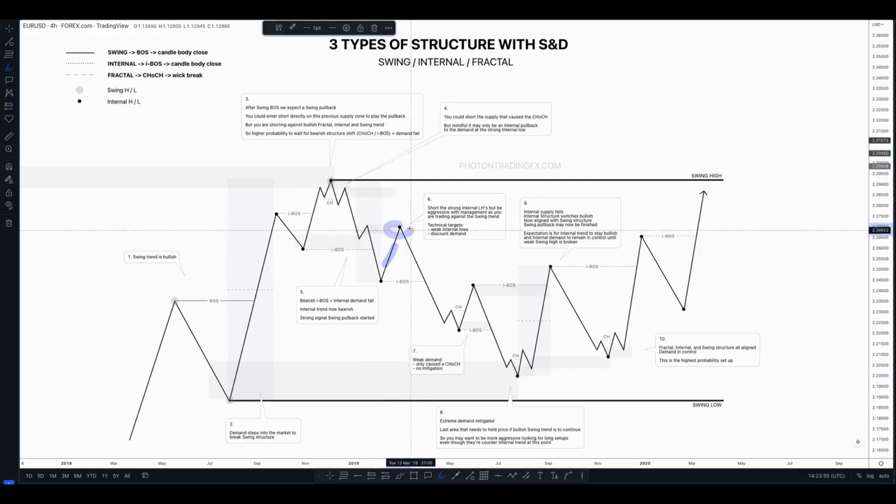Again, you could enter directly on here, or what you could do is wait for structure to shift, right? You can look for a bearish change of character from here, whether it's on this time frame or a time frame below. Okay, you can see how there are so many different ways you can do things, and it will depend on each scenario, what's in your plan, and so on.